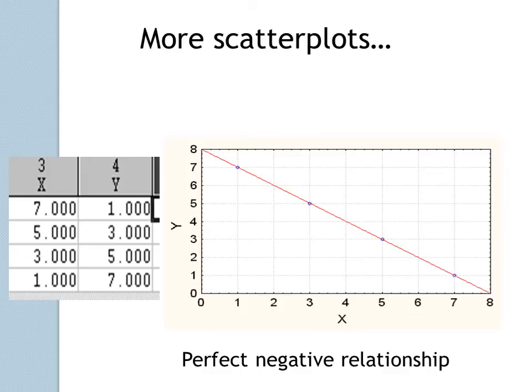What you'll see in this case is that the points, as they move along the x-axis, so I'm looking at the first point, which has an x value of 1, the second point has an x value of 3, the third point has an x value of 5, and the fourth point has an x value of 7. As the x value is increasing, the y value is decreasing. So the two variables are moving in different directions. That is called a negative relationship. And the reason why this is perfect is because those 4 points are lying exactly on that red line. That red line fits the 4 points perfectly.